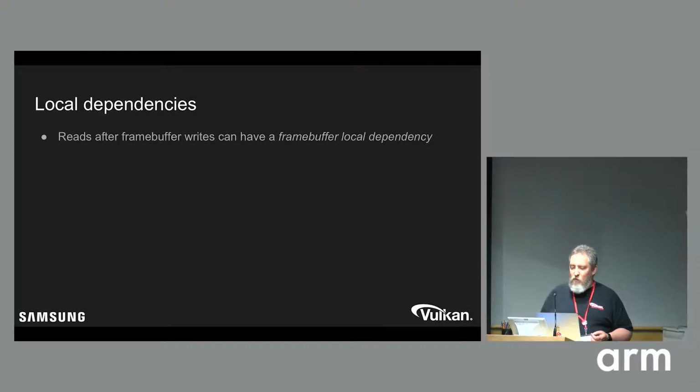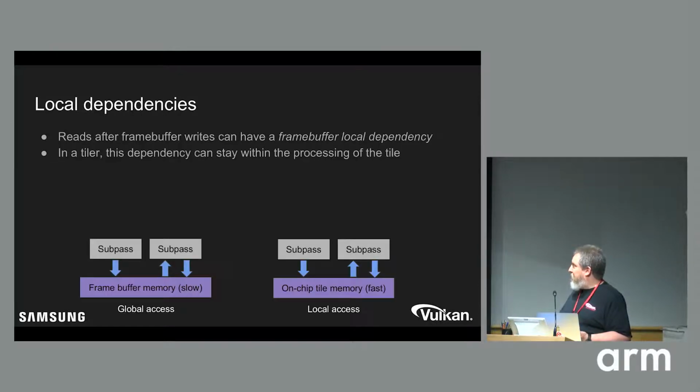So what can you do to try to make things efficient? If you're reading data from the pixel that you've just written to within a tile, Vulkan has the concept of a frame buffer local dependency. There is an ordering of operations. You need to make sure that you've got data in the frame buffer that you're then pulling out, but that only needs to happen inside the current pixel that's being processed. And that's particularly important for tilers.